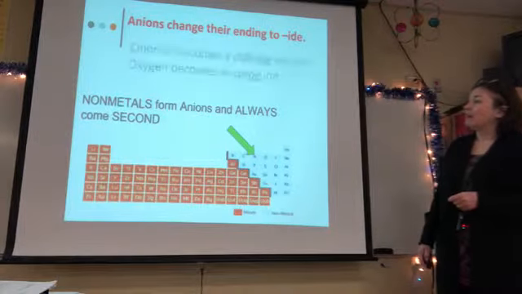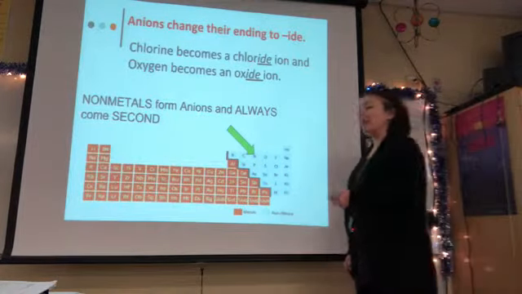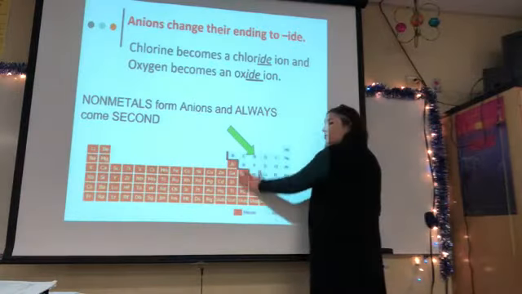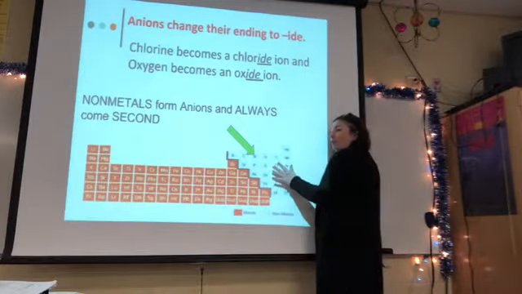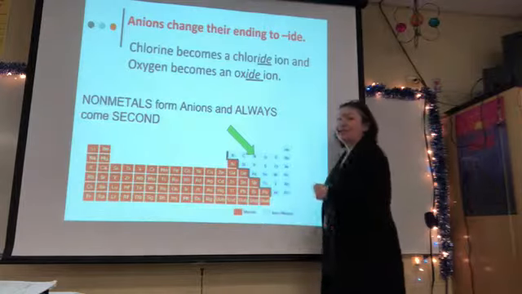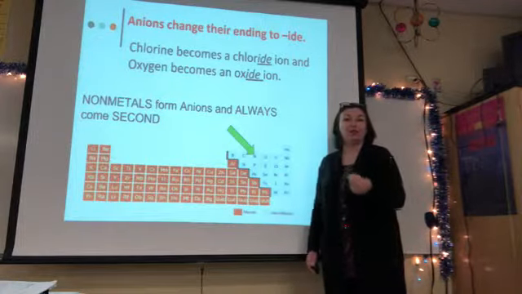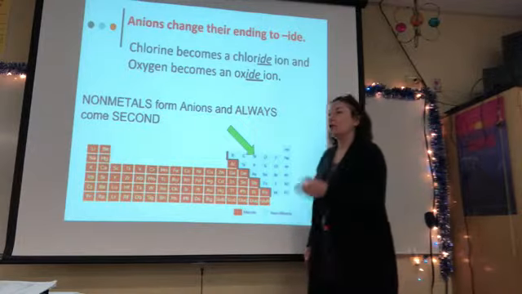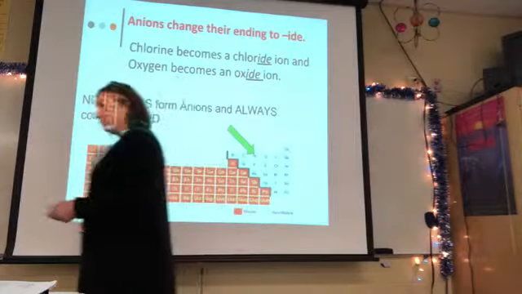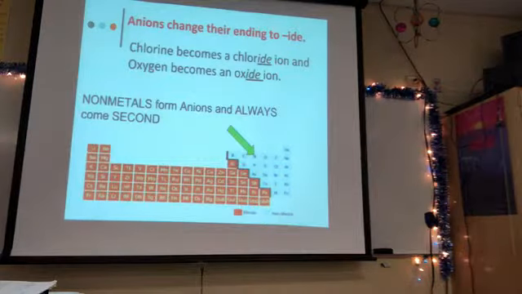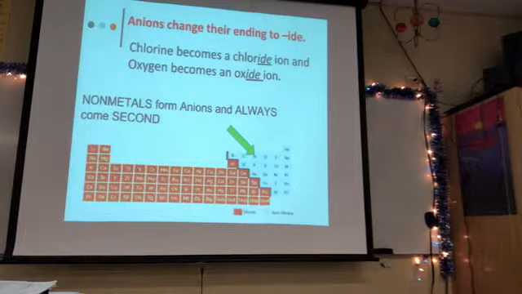So anions are going to change their endings to -ide. These nonmetals on the right-hand side of the periodic table will change the endings to -ide. That's what anions do, the negatively charged nonmetals. Chlorine becomes chloride. Oxygen becomes oxide. Nitrogen becomes nitride. Fluorine becomes fluoride. They're all pretty straightforward. There's some really strange ones though.